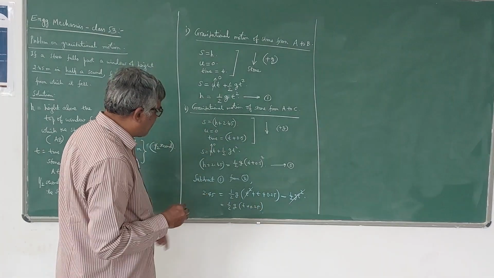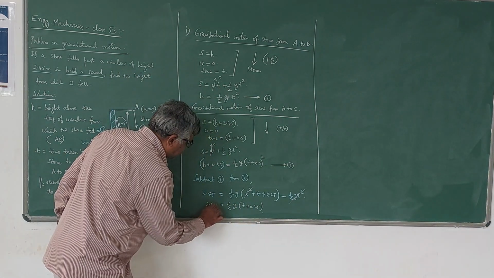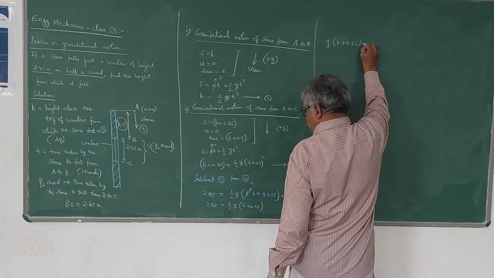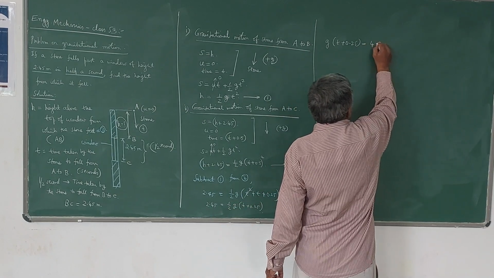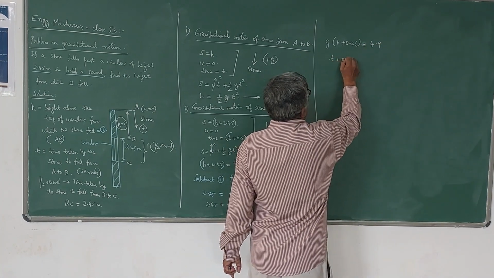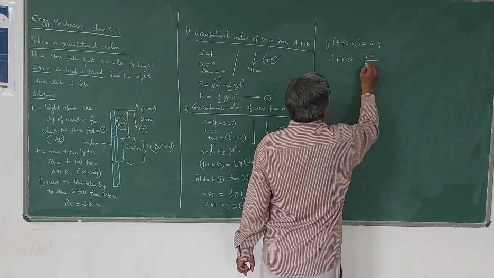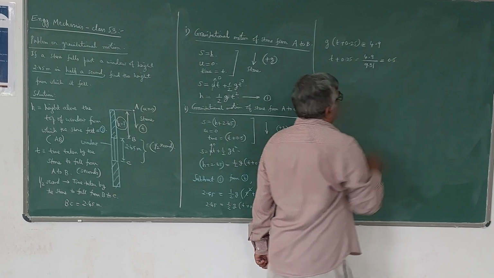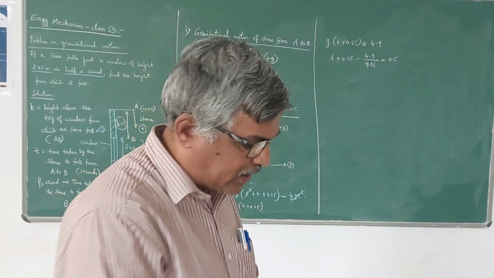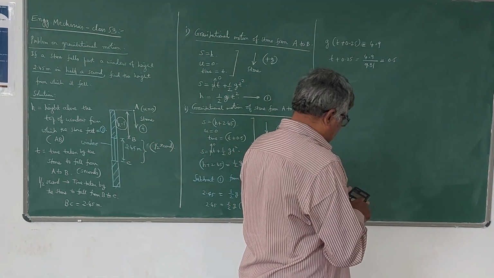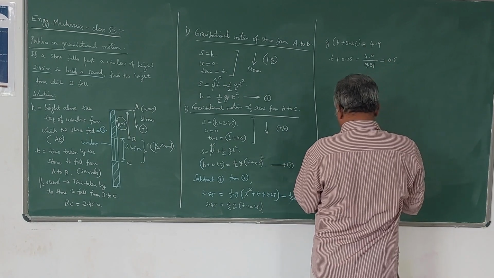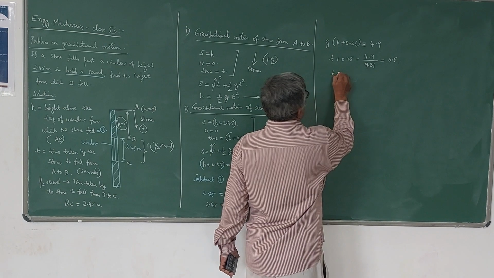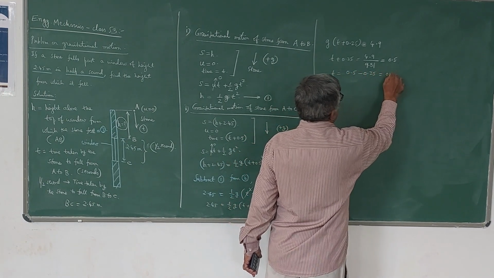Now if you simplify this, you will get the value of t. Here the LHS is 2.45. Now g into (t + 0.25) will be equal to, by cross multiplication, 2.45 into 2, which is 4.9. So t + 0.25 is equal to 4.9 divided by g, 9.81. 4.9 divided by 9.81 is 0.499, that is 0.5, I can take. So therefore t is equal to 0.5 minus 0.25, which is 0.25 seconds.